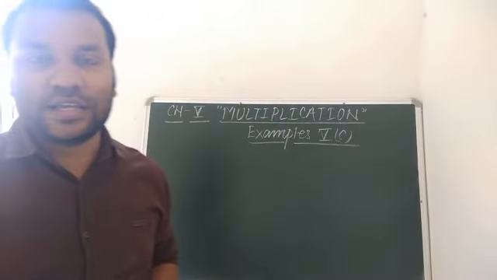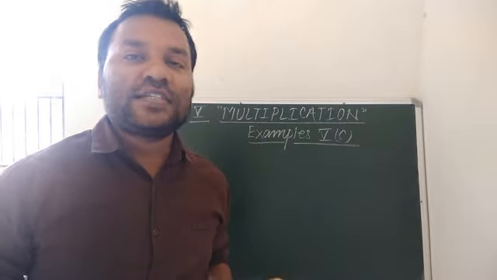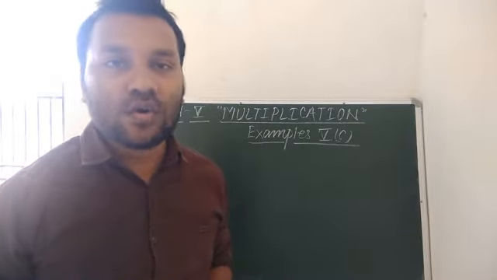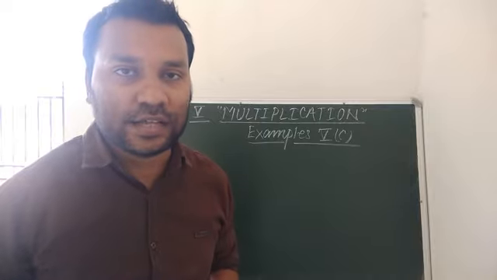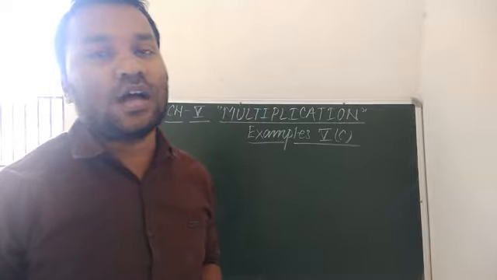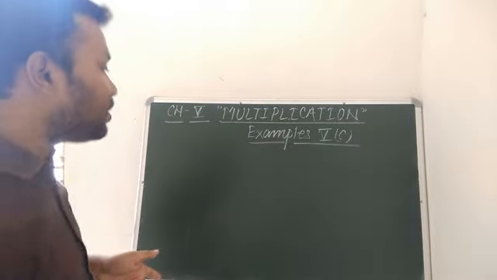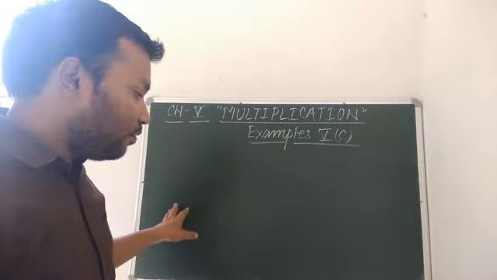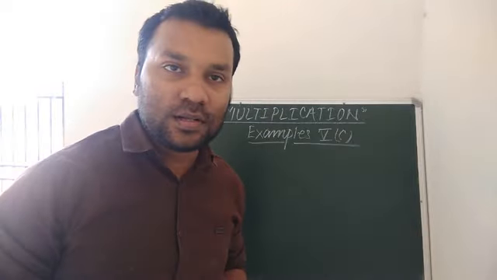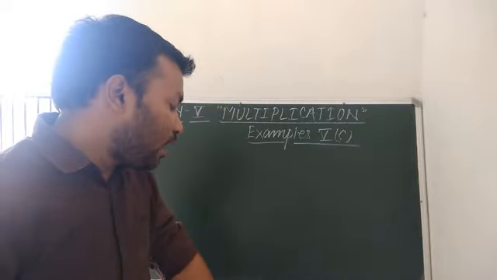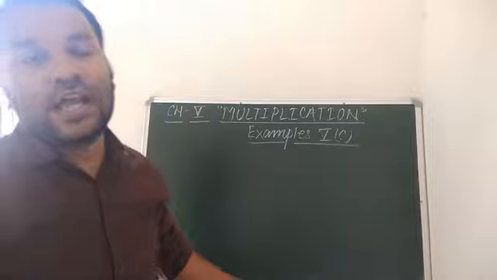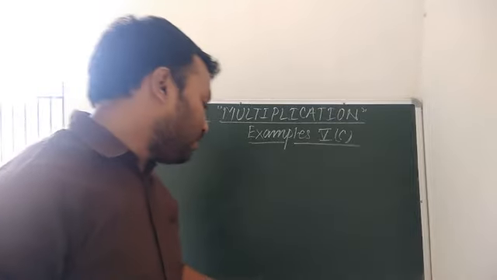In the previous class we discussed the rule of sign in case of multiplication, and in this class we will start to solve our Examples 5C. In the very first question, we are given some variables with their numeric values, and with the help of these numeric values we have to solve our given problems.